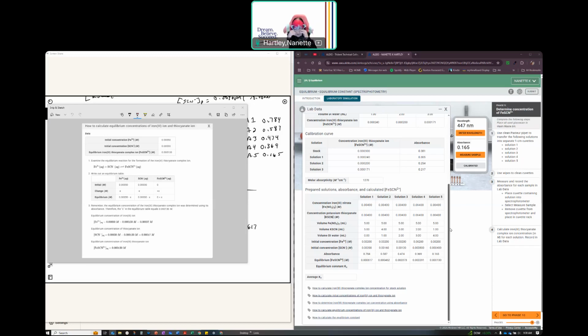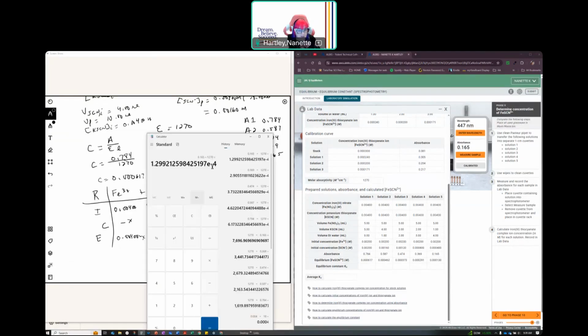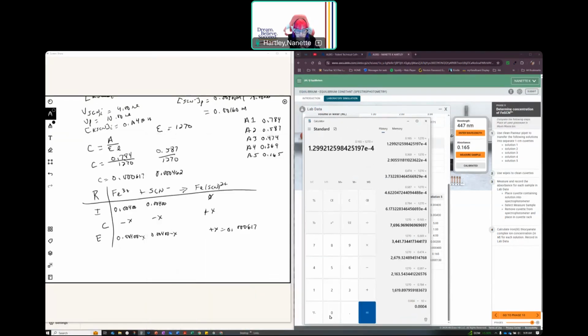So since I know what that value is, I know that that's equal to x. So x is equal to this, so I should be able to calculate this and this. If I come into my calculator, I say 0.004 minus 0.000617, and that gives me 0.003383.